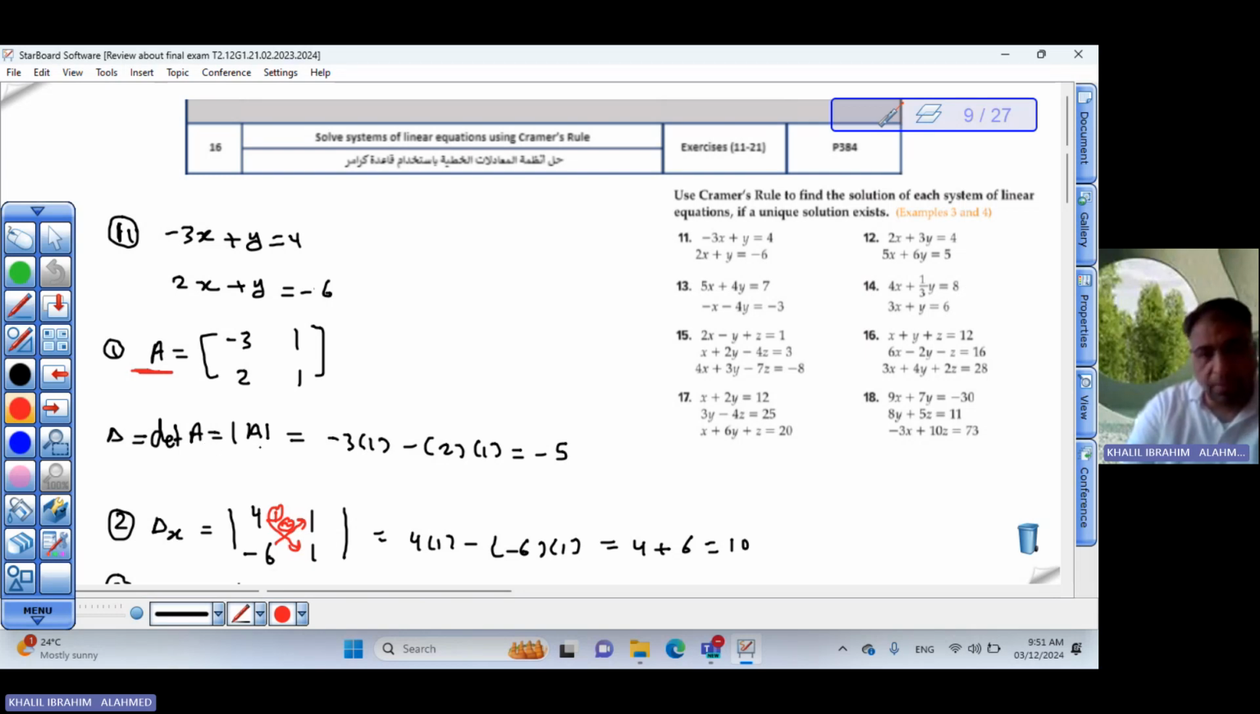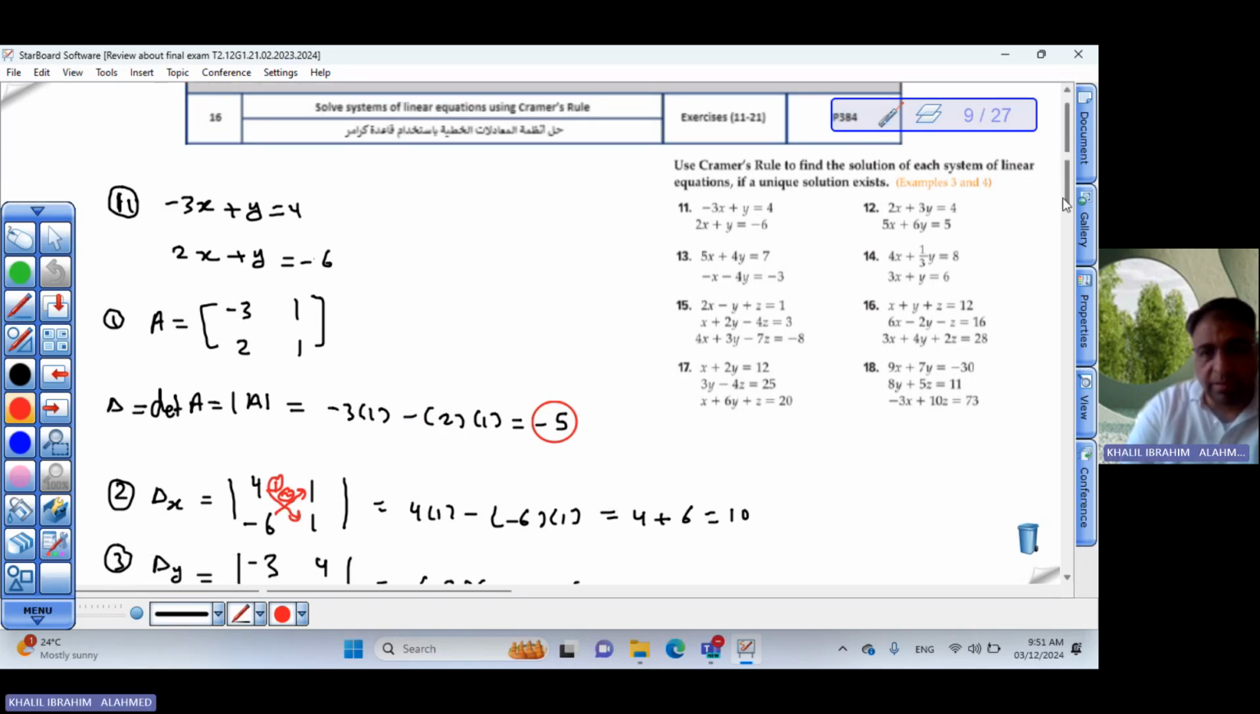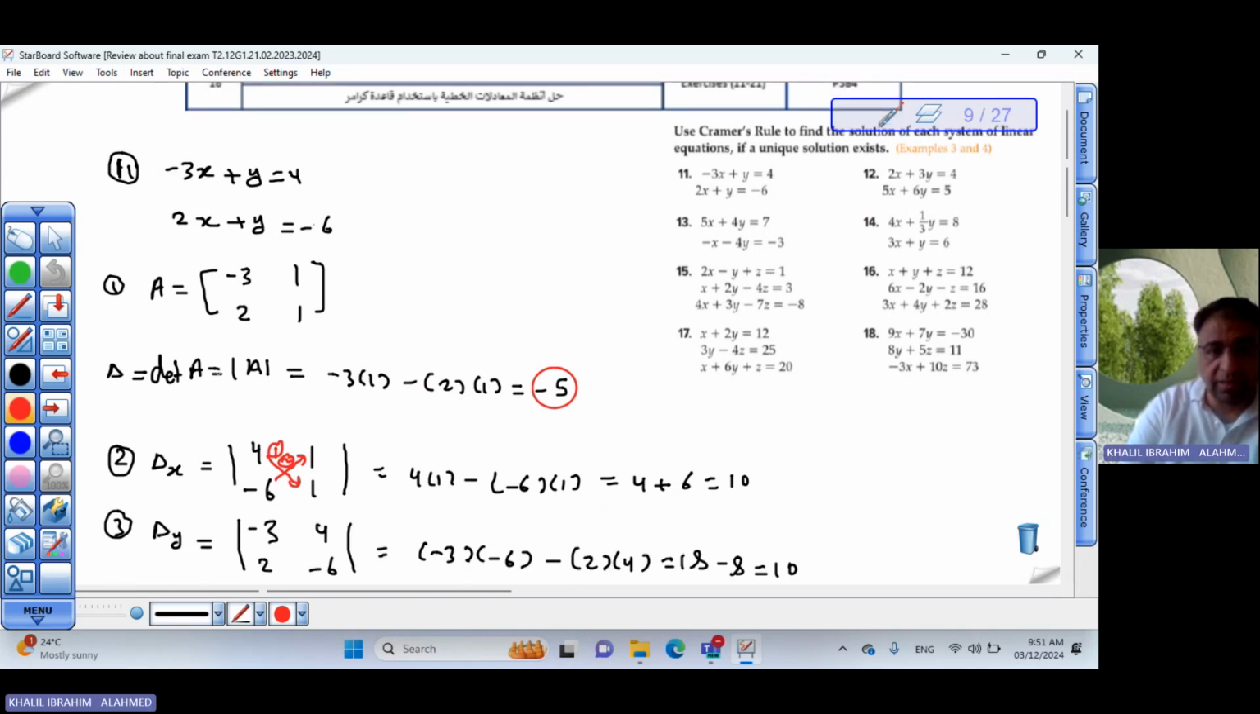How to find the determinant of A? This is equal to negative 3 times 1, then minus, don't forget this, minus 2 times 1. The final answer here, as you see, is negative 5. I will call this the general determinant.